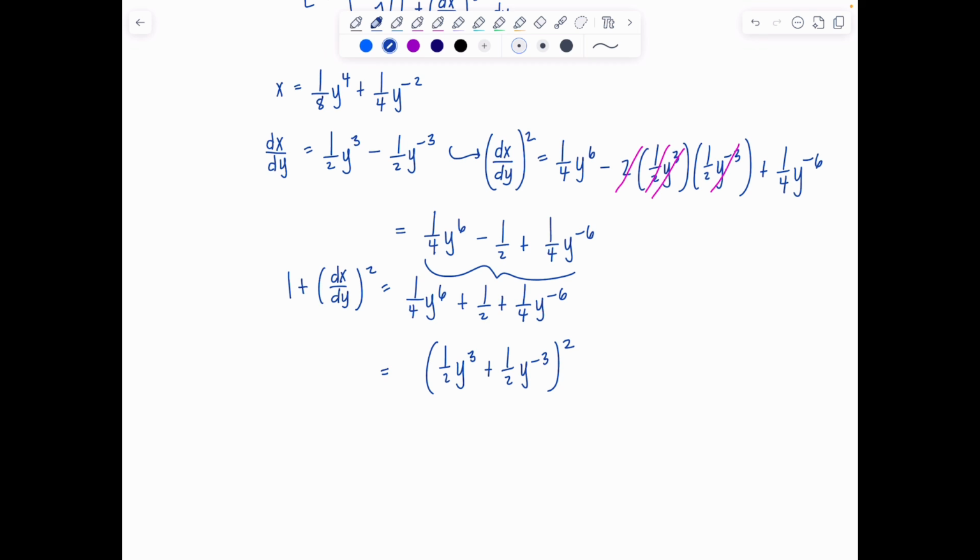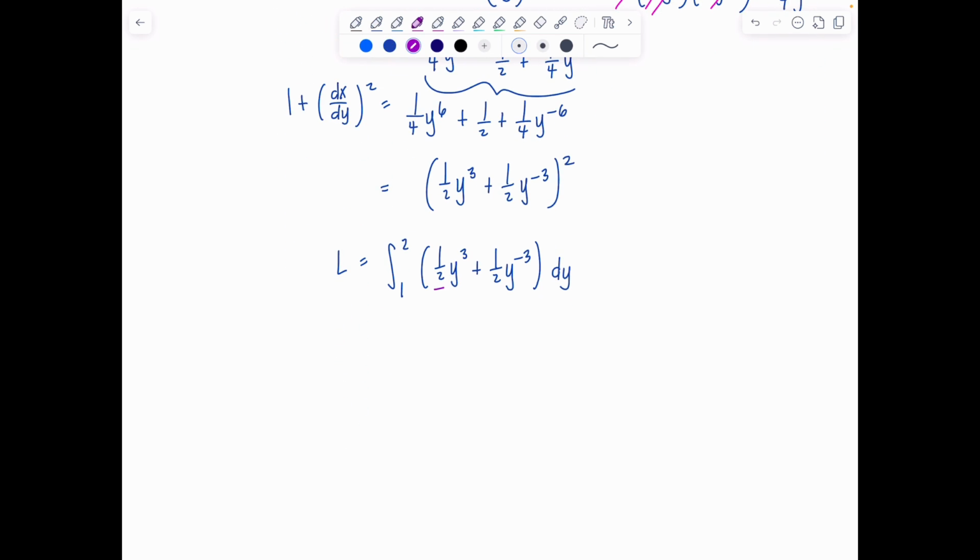Are we good? Okay, so arc length is going to be the integral from 1 to 2. I have the square root of all of this, so I'm just not going to write the squared. 1/2 y cubed plus 1/2 y to the negative 3rd dy. And then if I were you, I would take the 1/2 out and then just take the antiderivative now. So 1/4 y to the 4th, 1/2 is gone, so then you have minus 1/2 y to the negative 2nd, evaluated from 1 to 2. It'll just make the fractions not as messy. Instead of 1/8 and 1/4, I only have 1/4, 1/2. A little easier to work with.